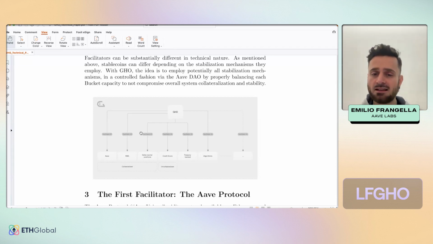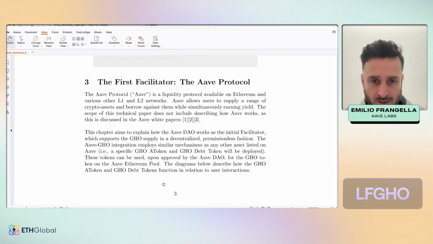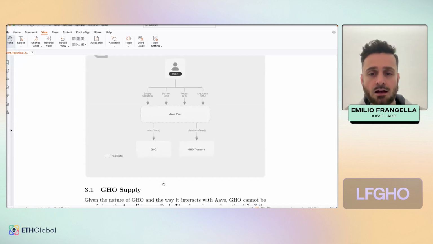So the architecture of Go itself is very simple, but I believe very powerful, because it gives the Aave governance all the flexibility in the world to manage and to scale the stablecoin as more and more use cases appear in the future. As it's mentioned here in the tech paper, the first facilitator is the Aave protocol.